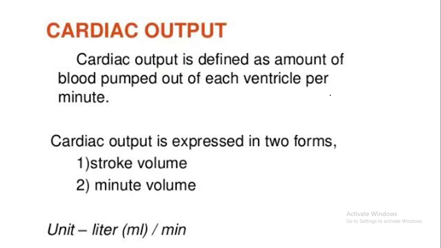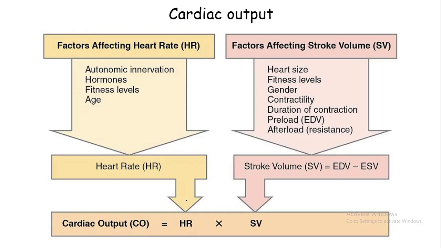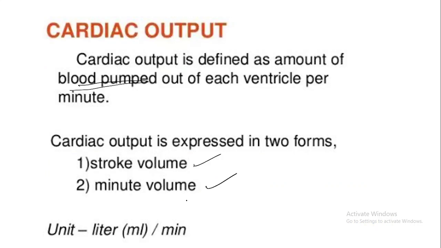Cardiac output. The next important concept is cardiac output. These are all concepts related to the first slide shown in the previous session: the importance of heart mechanisms and heart-related calculations. Cardiac output is defined as the amount of blood pumped out of each ventricle per minute. It is expressed in two forms: the stroke volume and the minute volume. Once again, have a look at the definition.